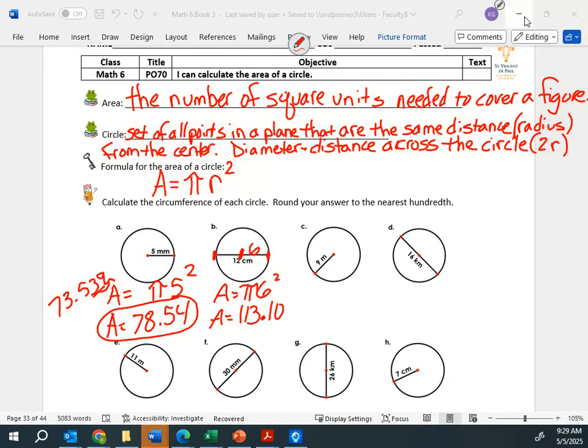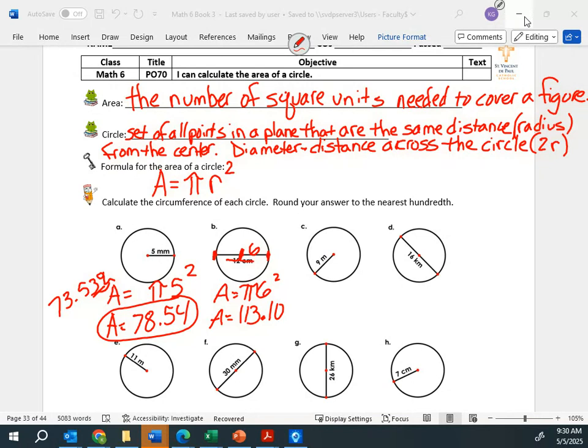I messed up. Yep. So notice how on my paper, I broke up my diameter, and I put that 6 on there. You can even cross that 12 off so you remember to use the radius. When we're finding the area of the circle, it's always, always, always the radius. Always. So if you're given a diameter, break it up and write what the radius is. Cross off that diameter so you're using the correct number.